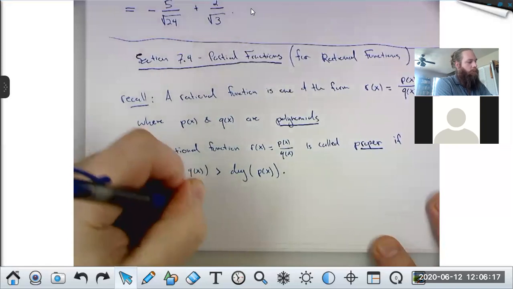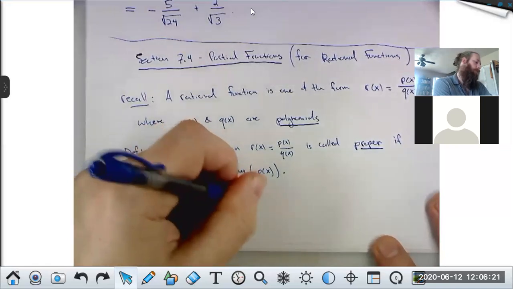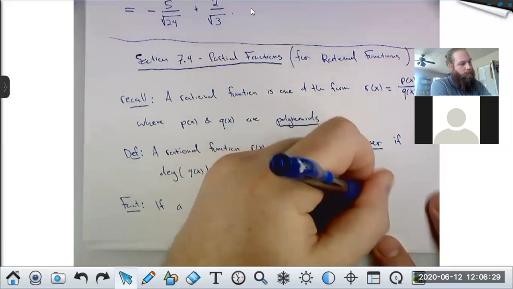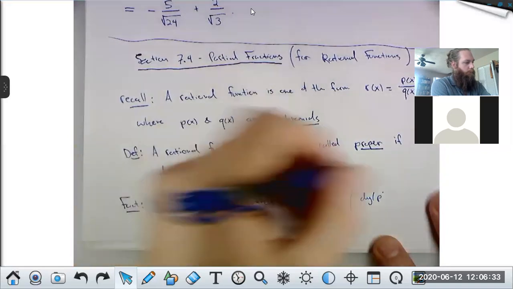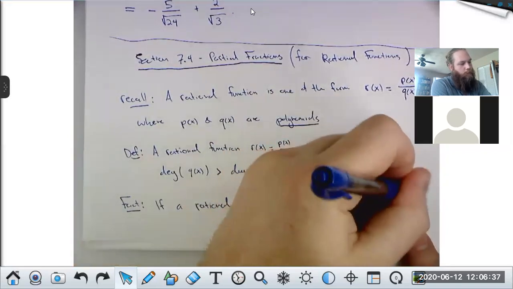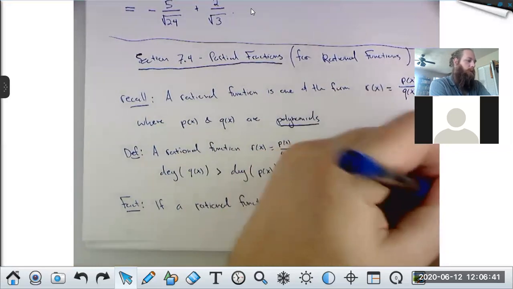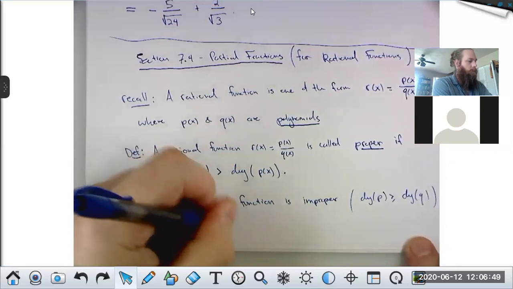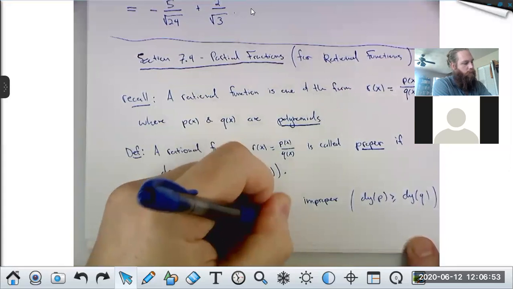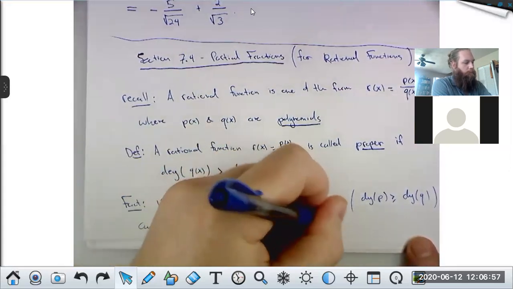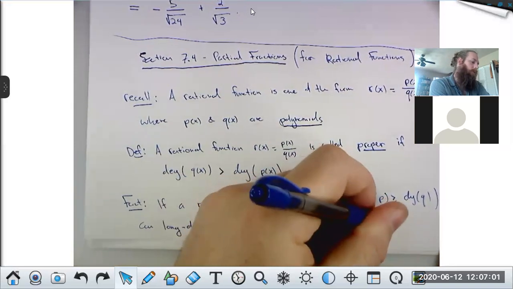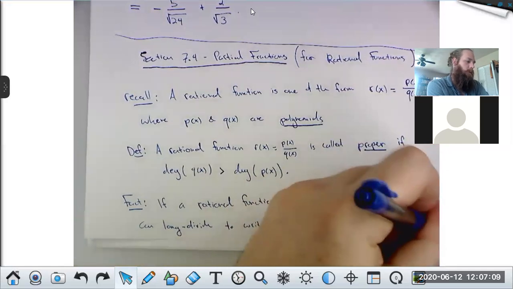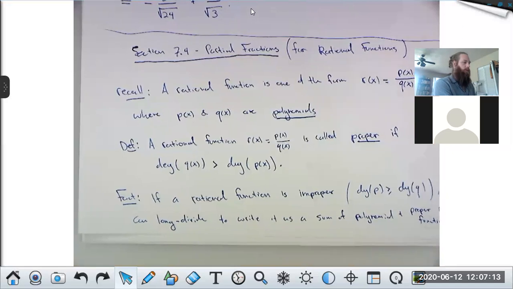Fact: if a rational function is improper, meaning it's not proper, meaning the degree of the top is greater than or equal to the degree of the bottom, we can long divide to write it as a sum of polynomials plus a proper rational function.